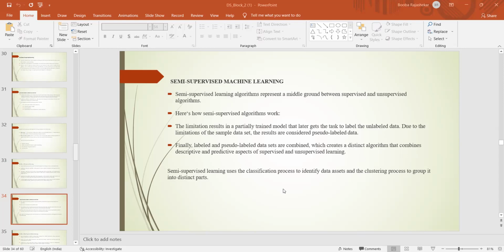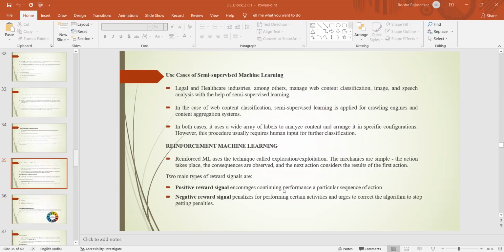Finally, the labeled and the pseudo-labeled data sets are combined, which creates distinct algorithms that combine the descriptive and predictive aspects of supervised and unsupervised learning. So semi-supervised learning uses the classification process to identify the data assets, and the clustering process to group them into distinct parts.